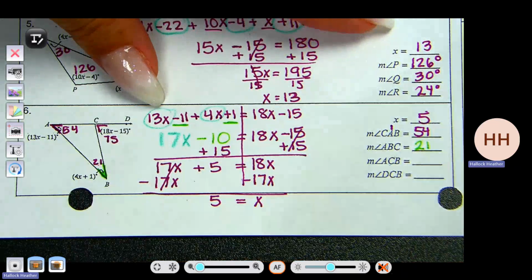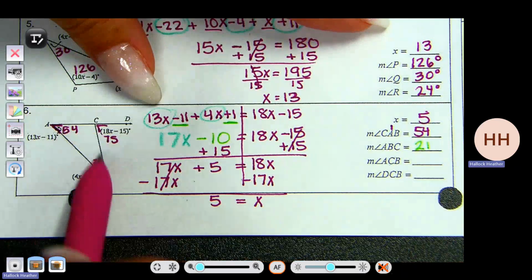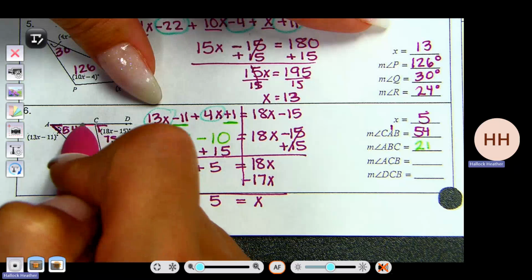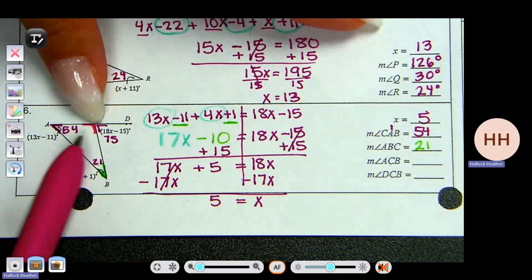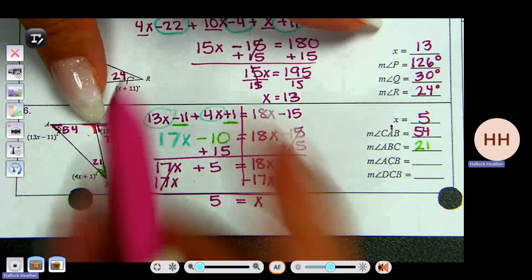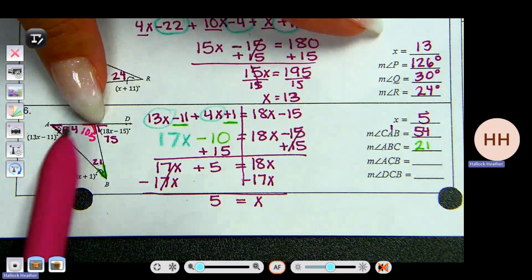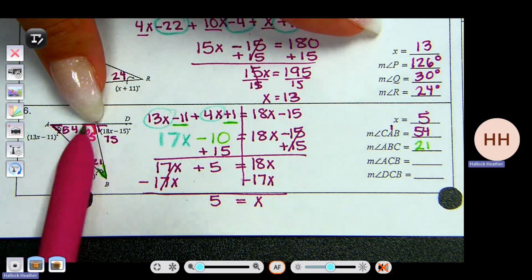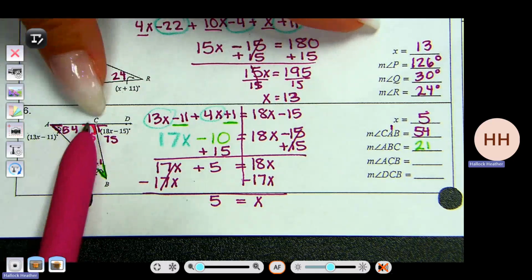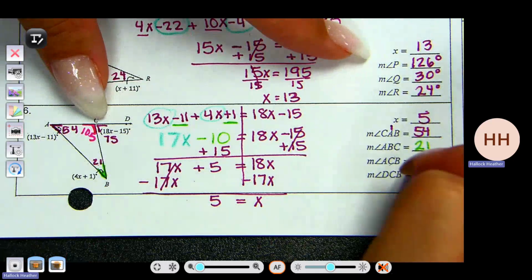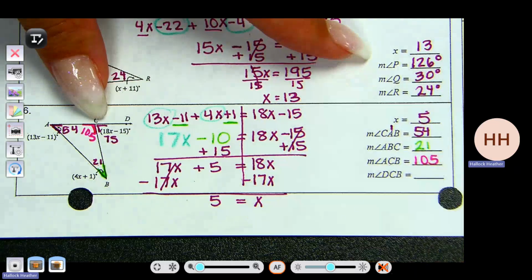A, C, B starts at A, goes to C, goes to B. It's talking about this corner right next to C. So it's not 75. How much is it? 105. You can either add to make a triangle, which is 180, or you can subtract from 180 because it's a straight line. But ACB is talking about the one that doesn't even have an expression next to it.